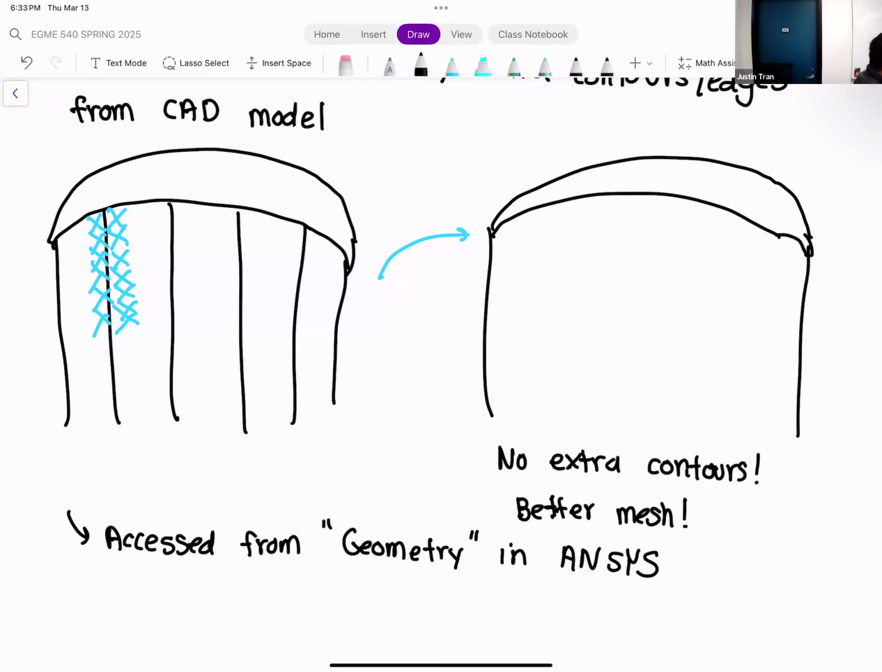So for those of you that are doing the four-way valve, or even the office chair, the office chair is actually a great example of this. The office chair has a lot of extra contours on it. There's a lot of weird curvature that's done to make the chair ergonomic, but it makes it a little bit more difficult to mesh. And so this might be a feature you look into if you're doing that geometry for your midterm project.